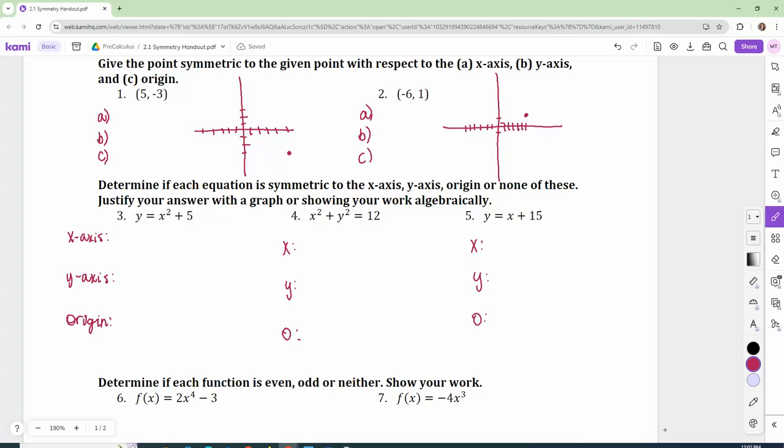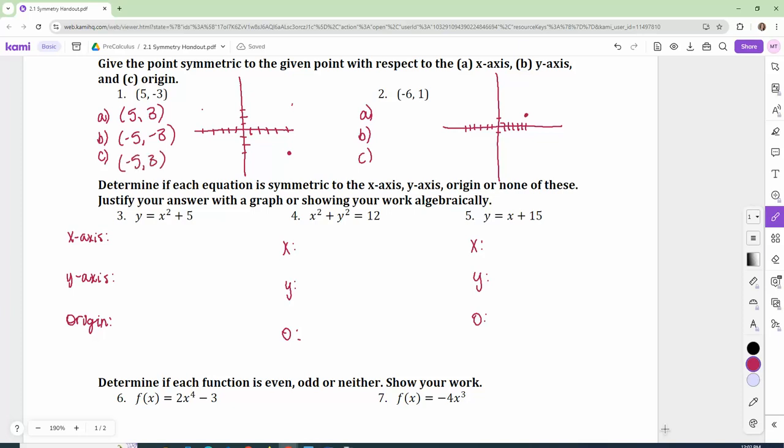So the first ones, if you were to take this point and flip it over the x-axis, it goes to positive 5, positive 3. Right? And haven't we been saying if it's symmetric to the x, the y's are opposite? That's what happened. If you flip it over the y, then it becomes negative 5, negative 3. Because if it's symmetric across the y, your x changes sign. Origin changes both of them. If I flip it over the x and over the y, it ends at negative 5, positive 3.